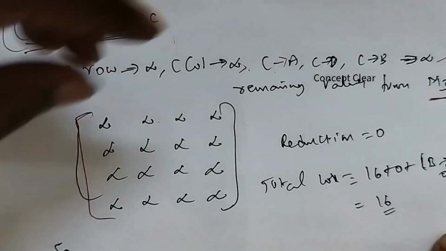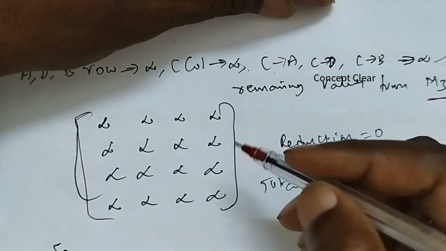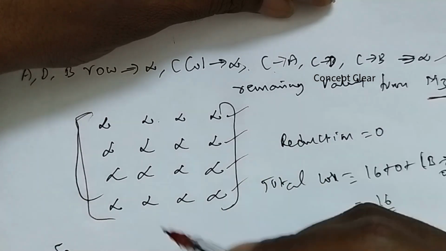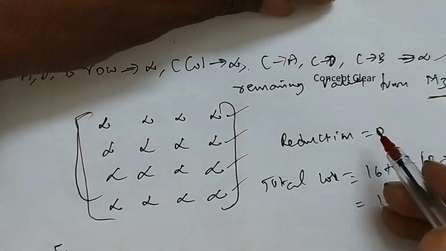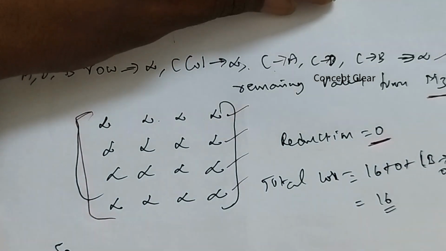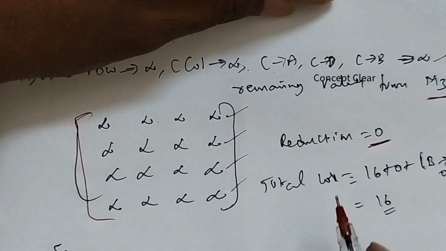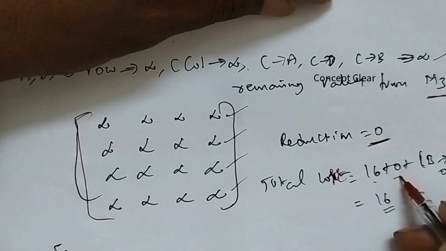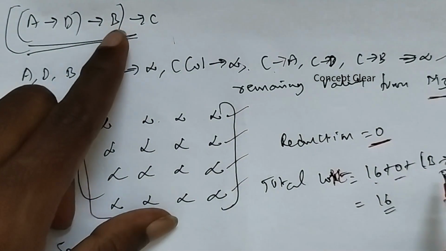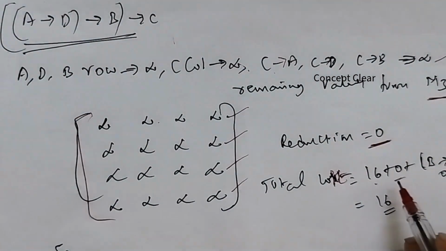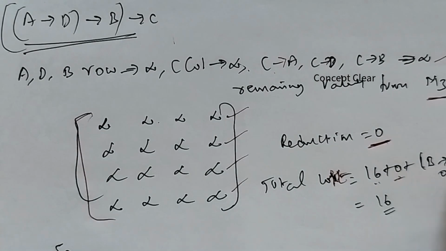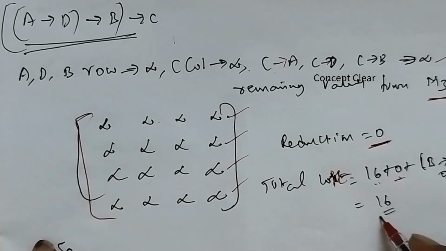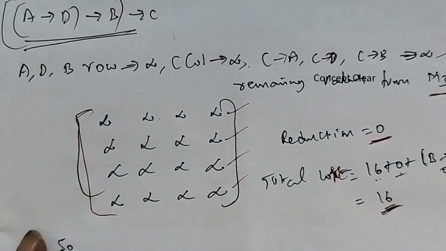So check the conditions for reduction. Here everywhere it is all infinities, so no need for reduction. So the reduction value is 0. And what about the total cost? The total cost equals the parent cost plus reduction plus the B to C path. So 16 plus 0 plus B to C, which is 0 from the M3 matrix. So the total cost is 16.